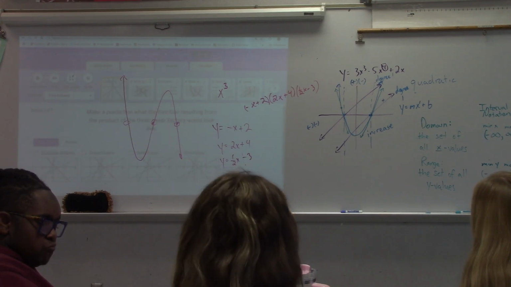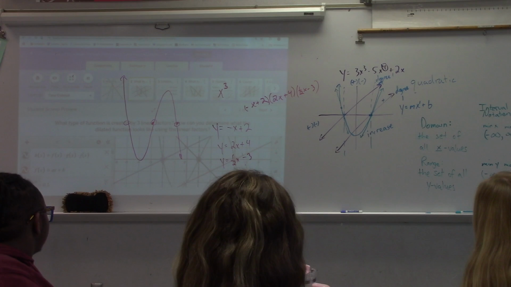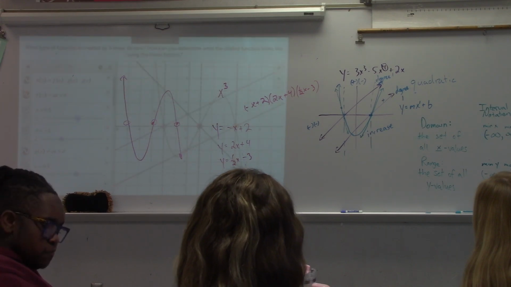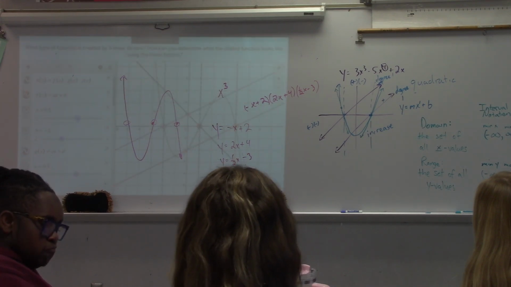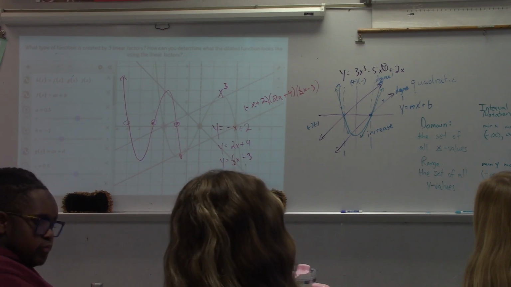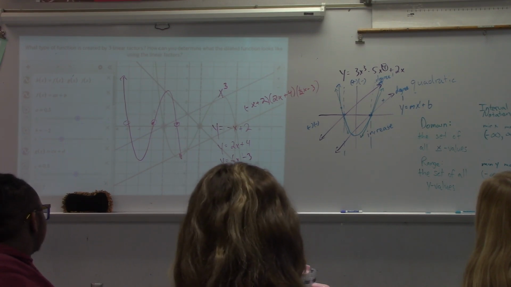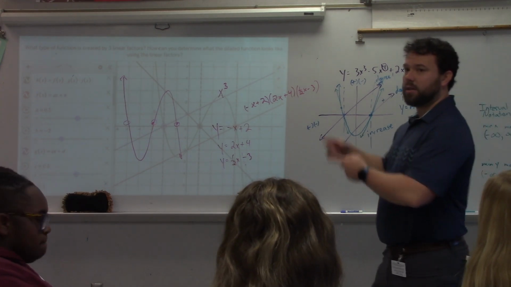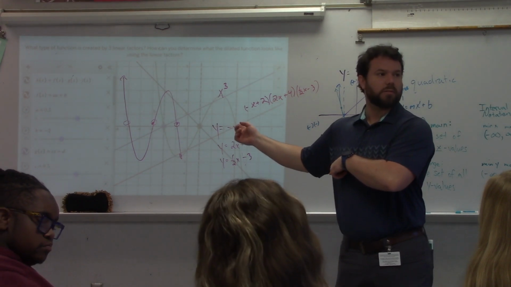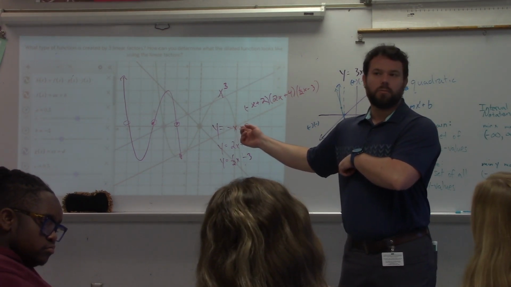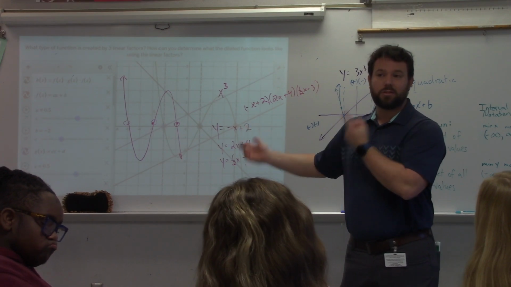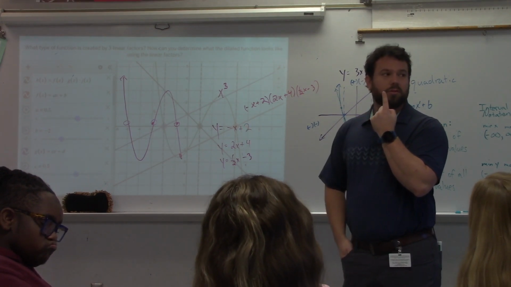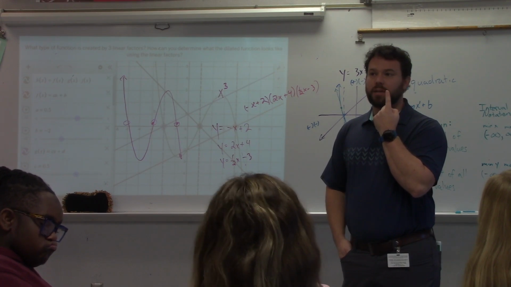And so here's what I want us to pick up on. The question is, what type of function is created by 3 linear factors? How can you determine what the dilated function looks like using the linear factors? Now, the prediction y'all just made was that it's going to look like a cubic. Is that right? But did we look at lots of cases or just one case? One. So that's a prediction. We need to test that prediction.